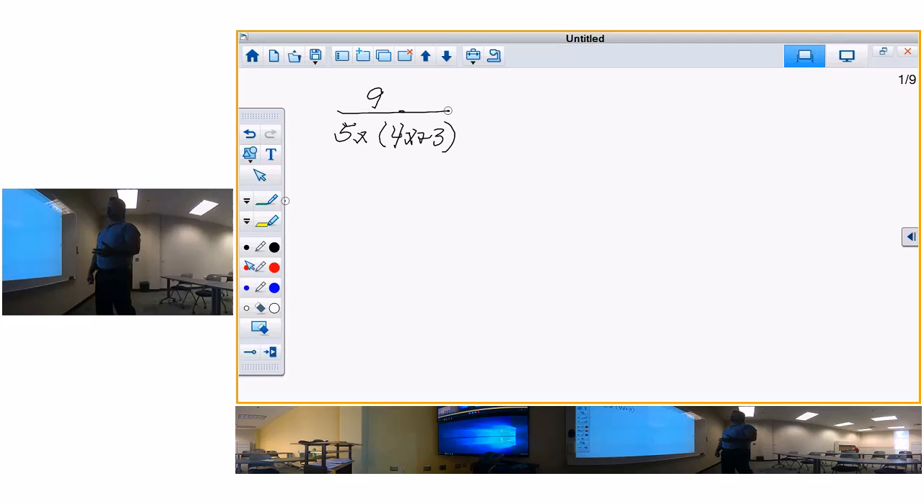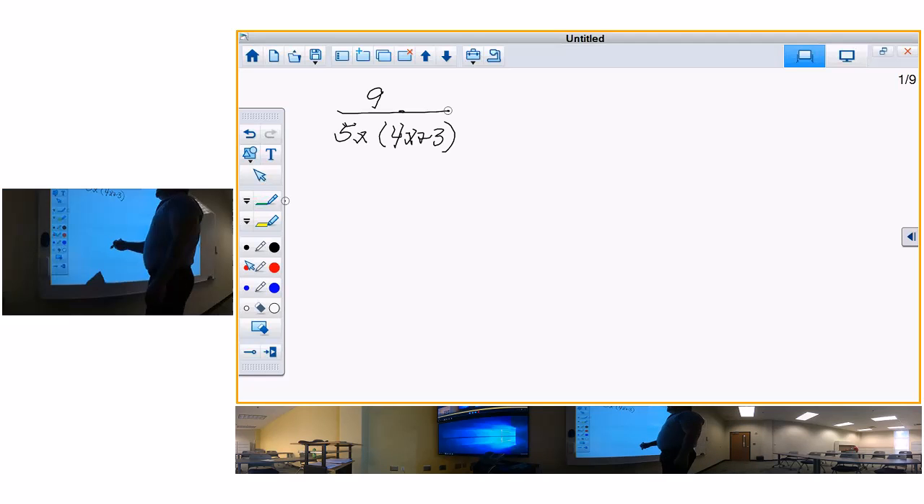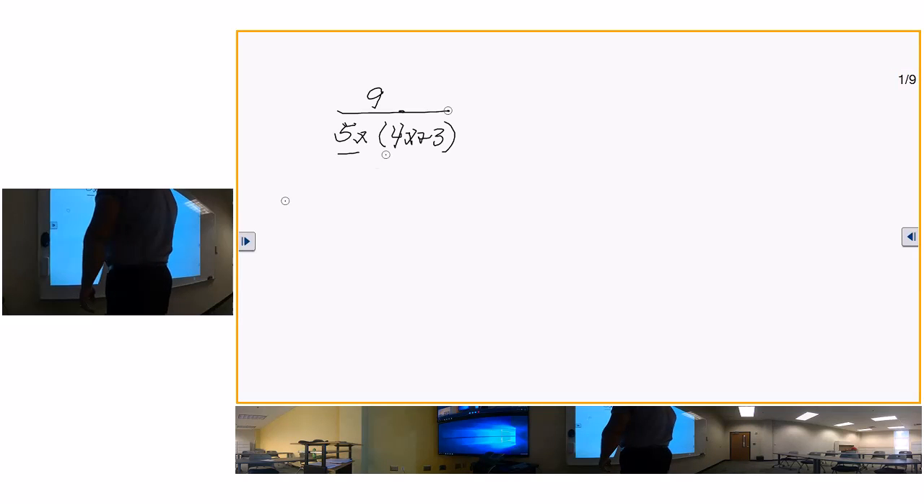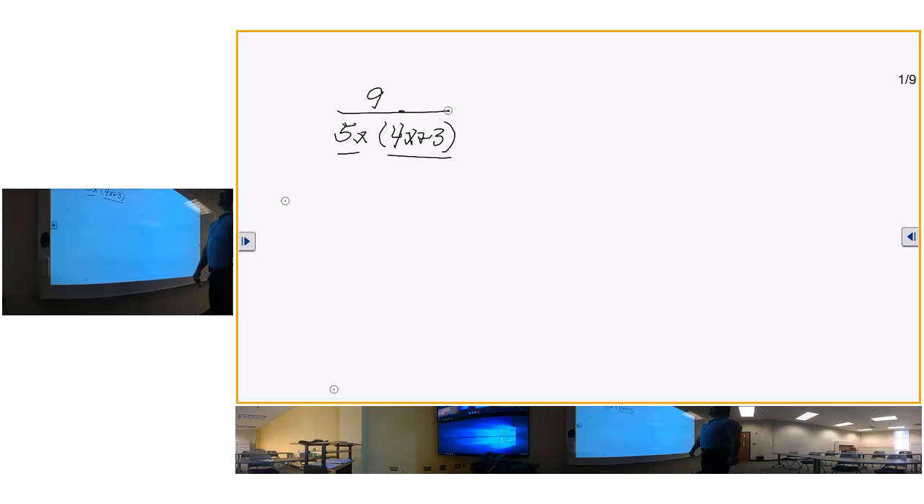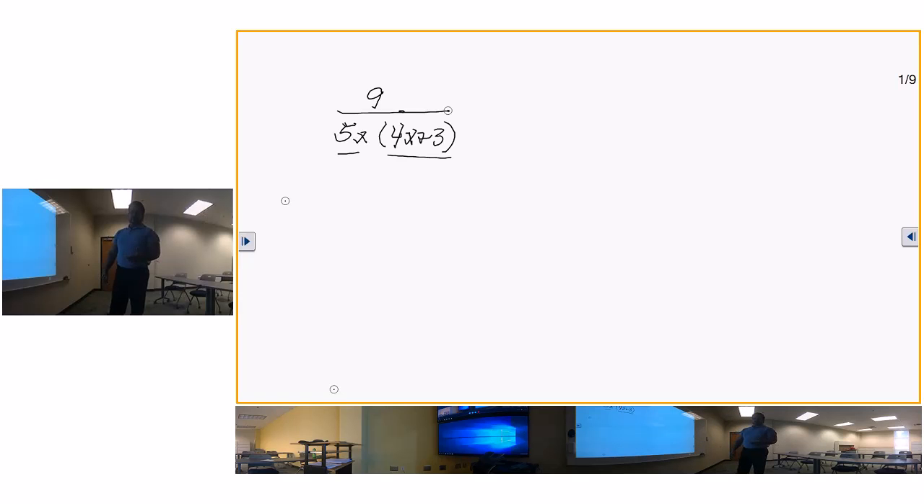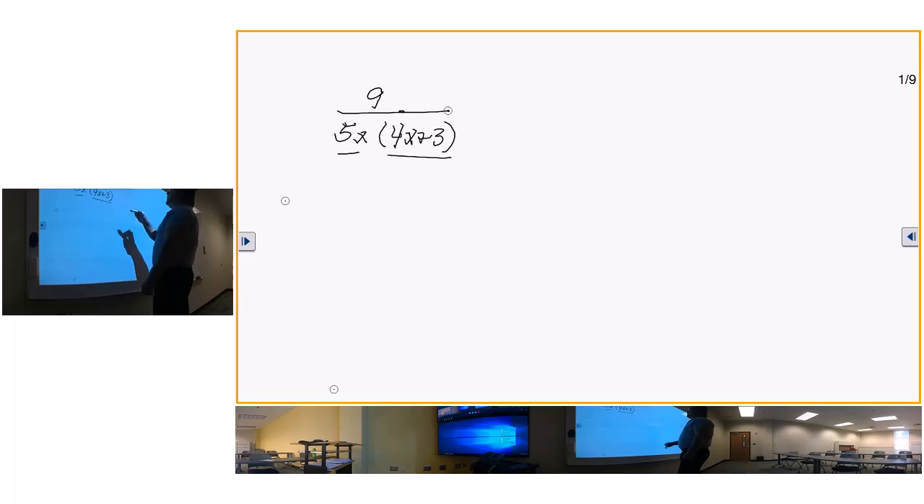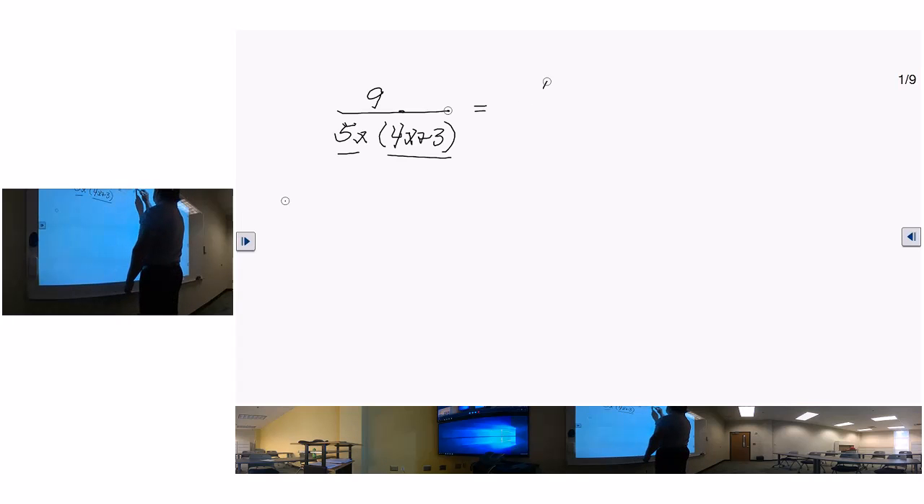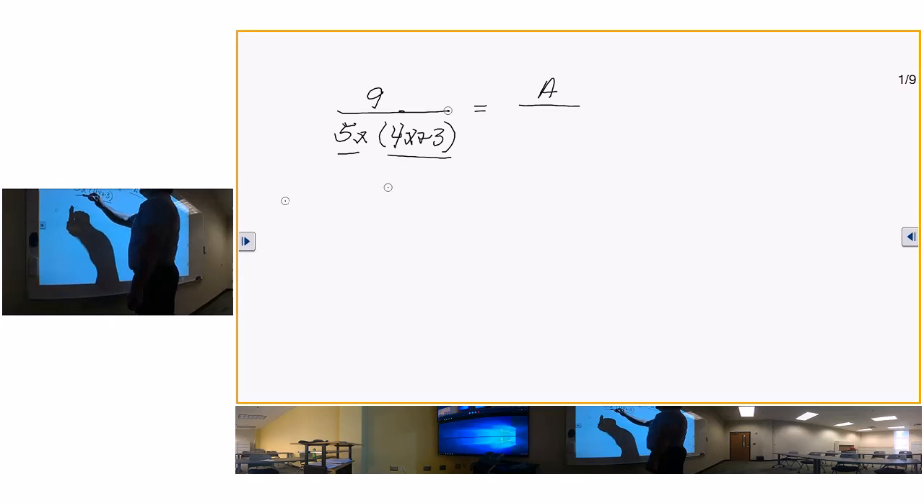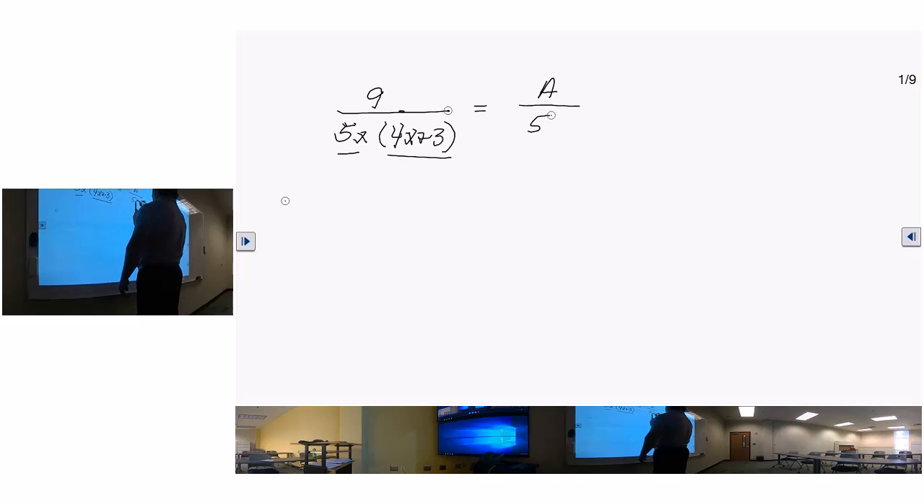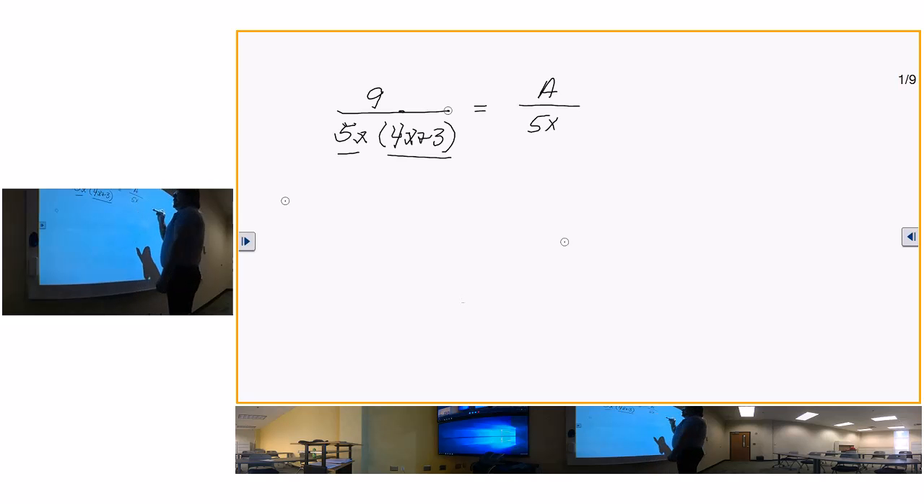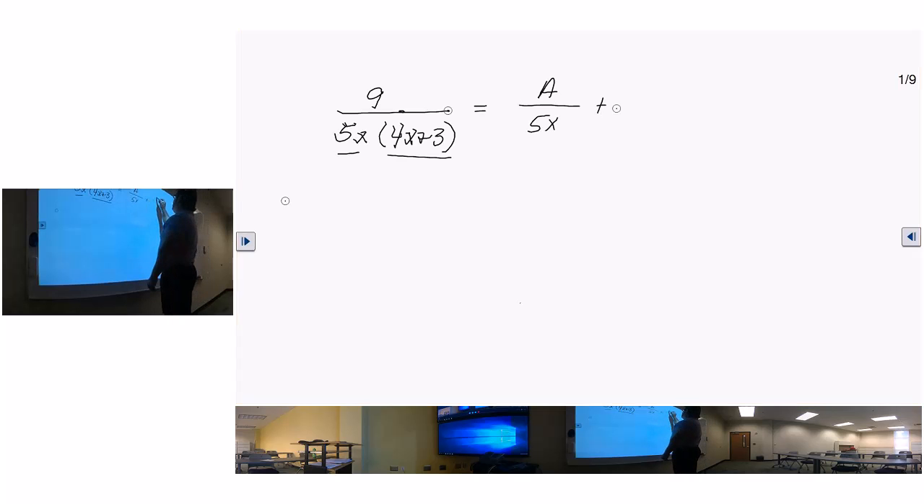So this one has two denominators. It has 5x and it has 4x plus 3. So therefore we're going to have an A and a B because there's two denominators. So we're going to set it up as equals A over the first denominator, 5x, plus B over 4x plus 3.